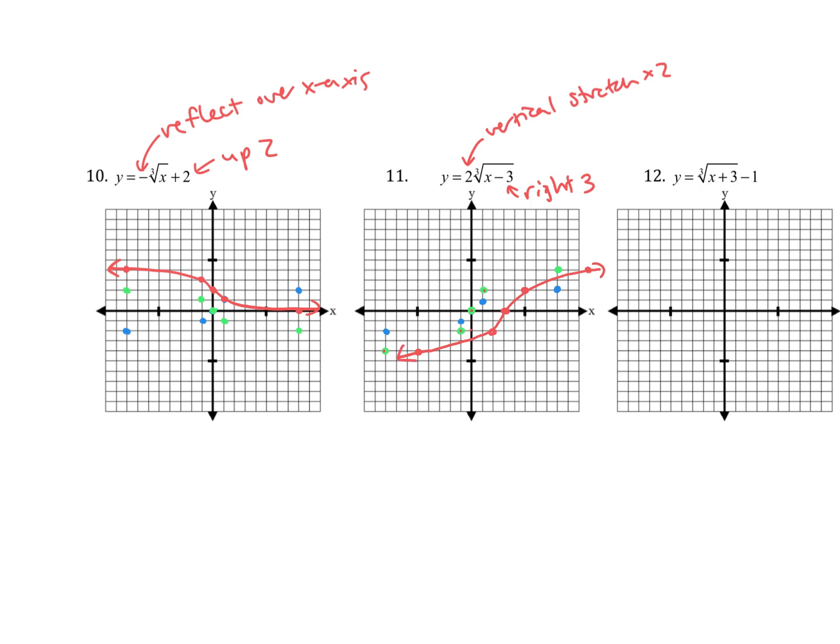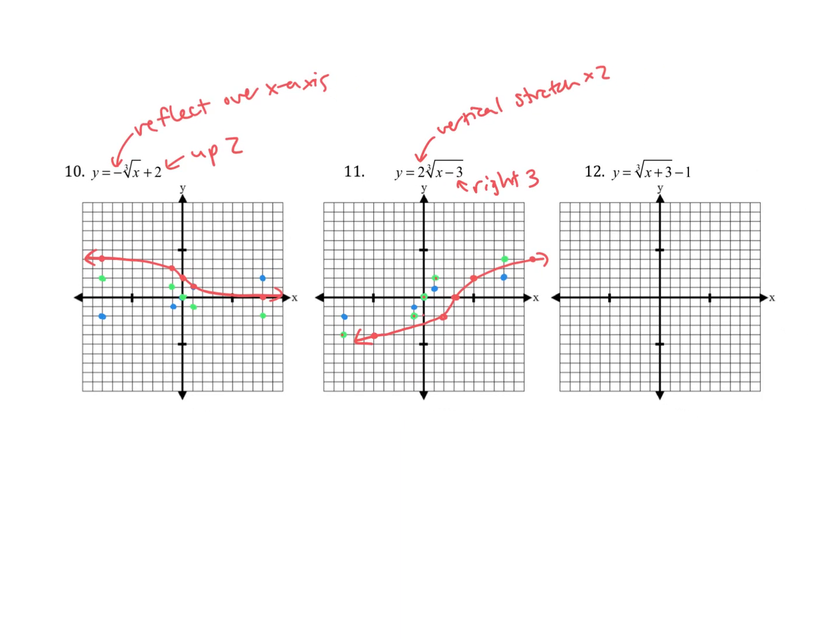And one last example. Again, I always recommend parent function first, 0, 0, 1, 1, 8, 2, negative 1, negative 1, negative 8, negative 2. And all of these points are going to move to the left 3 and down 1. So you can just go point by point, left 3, down 1.